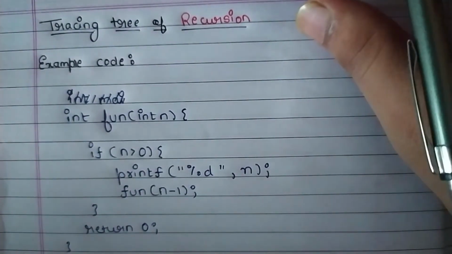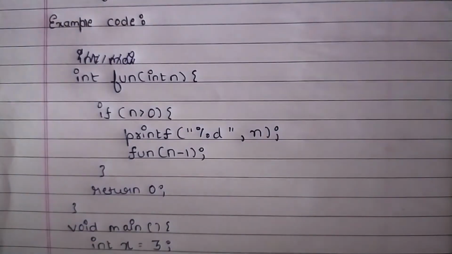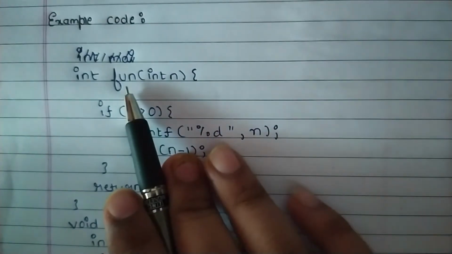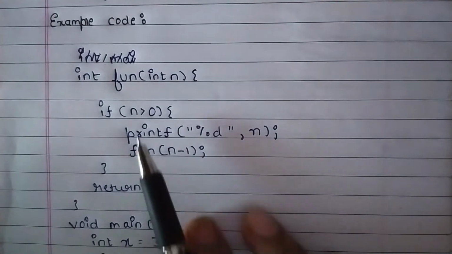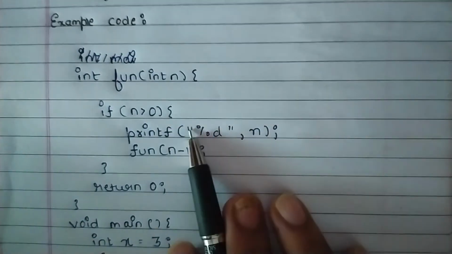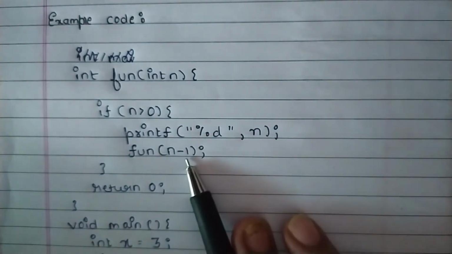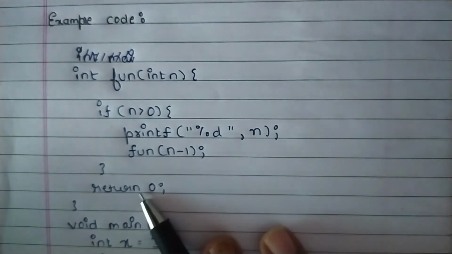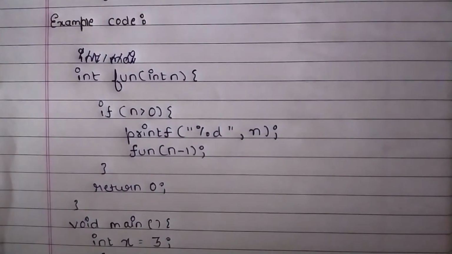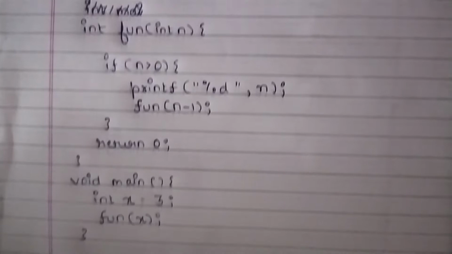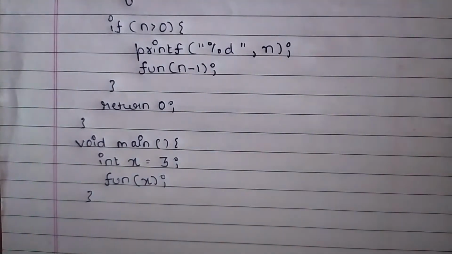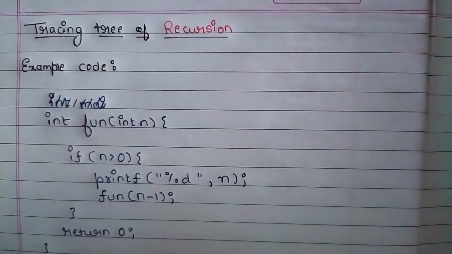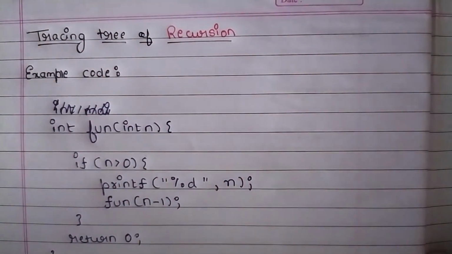Here is an example code in which our function name is fun and it takes an argument n of integer. If n is greater than 0, it will print n and it will call itself with fun of n minus 1, and else it returns 0. Now our main function calls this function with the value 3. Let's try to make a tracing tree for it.